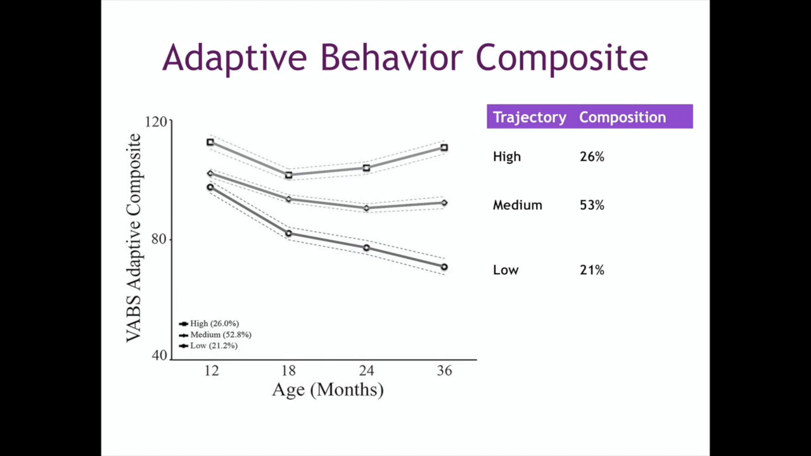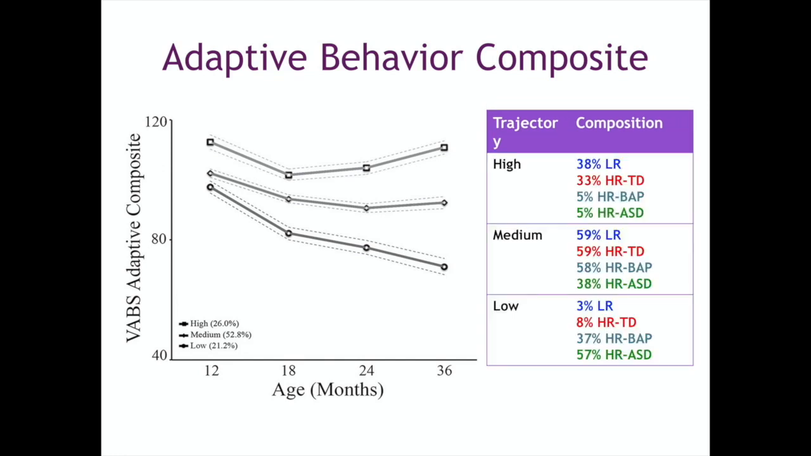So what we can see here is, when we look at the total number of participants, irrespective of what their developmental outcome was, we have about 21% of them going into this low adaptive behavior trajectory, 53% going into this medium trajectory, and then the high trajectory of kids who are doing really well is 26% of them.